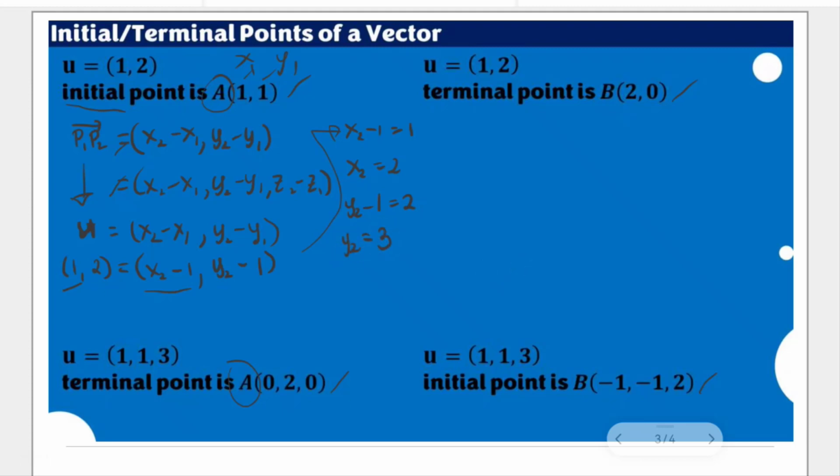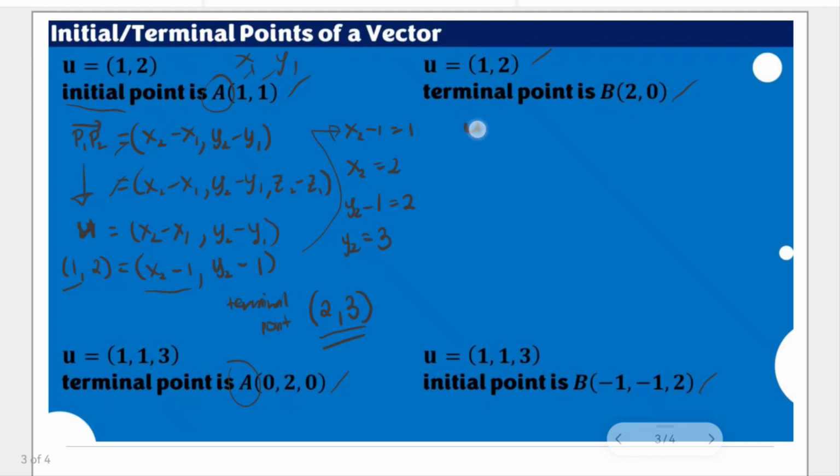So for the terminal point, for the first situation, with a component of vector u, which is 1, 2, and initial point of 1, 1, your terminal point is at this component 2 and 3. So that is how we solve for a terminal point of the vector u given the initial point. Now what if we have the same vector u, but what is given now is the terminal point B? So it's just the same.